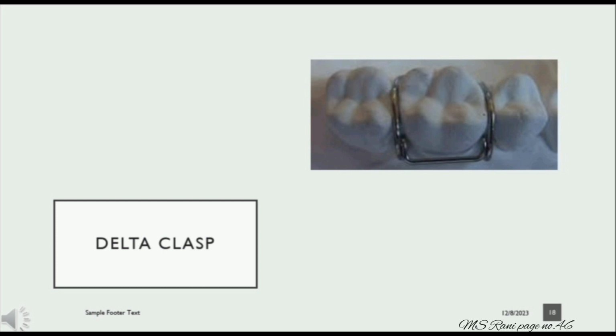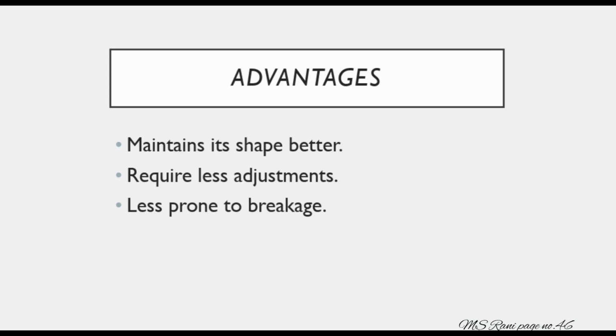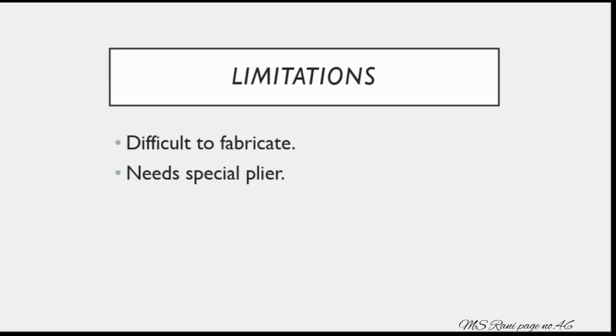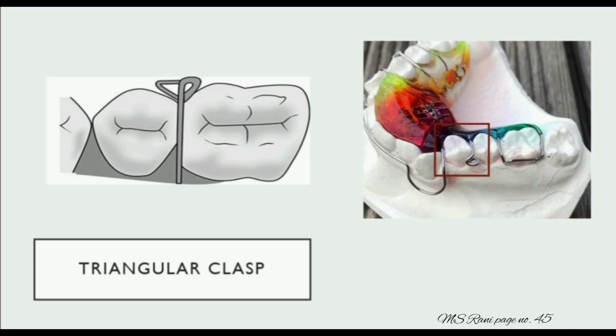Now let's see the advantages. It maintains better shape and requires less adjustment. Also it is less prone to breakages. Now the limitation includes that it needs a special plier and is also difficult to fabricate. The next one we will be learning about is the triangular clasp. It is called so because it requires the shape of a triangle. Now armamentarium is 21 gauge stainless steel wire.